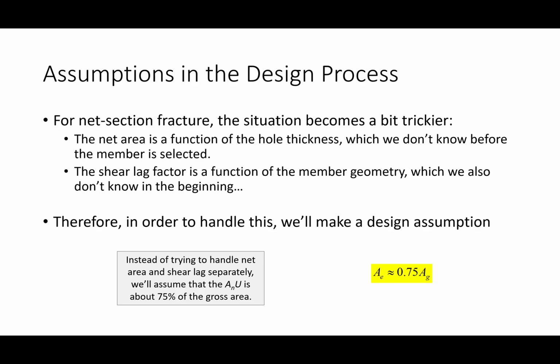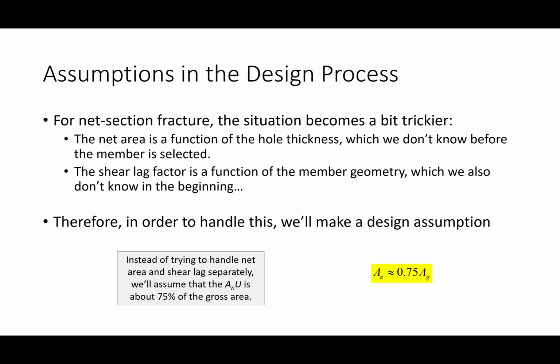I'll do you one better. What about shear lag? Shear lag is definitely a function of the connection geometry. We need the X bar value. What if it's a W section connected by the flanges and we need to know what the BF and the D value is? There's too much going on with the net section fracture limit state to be able to just derive an expression.